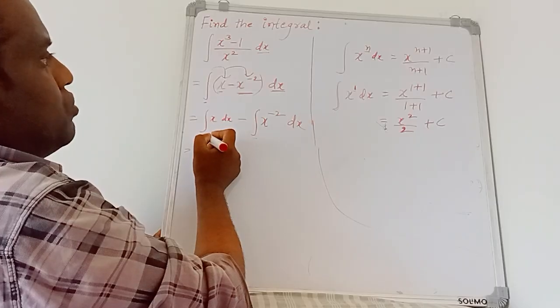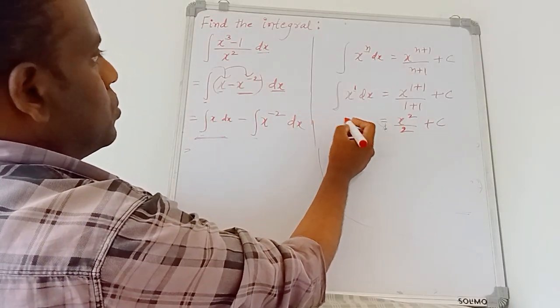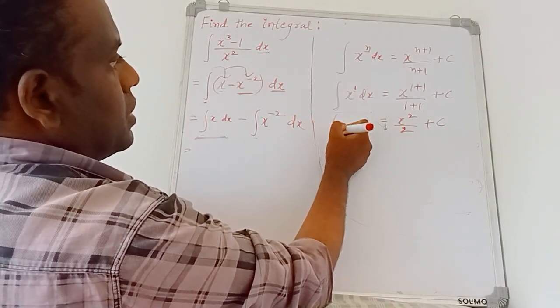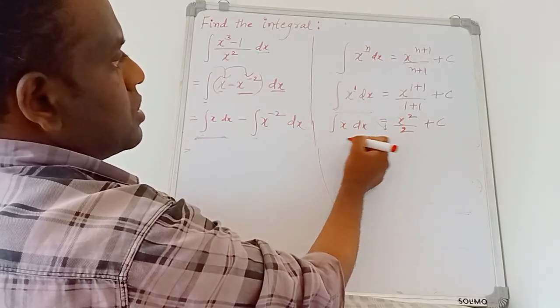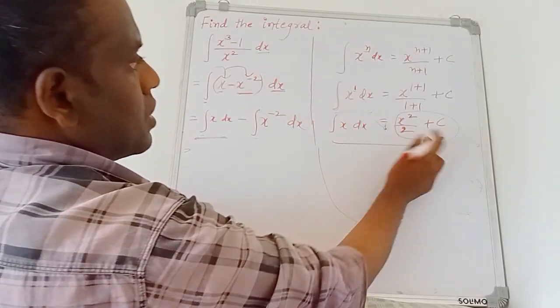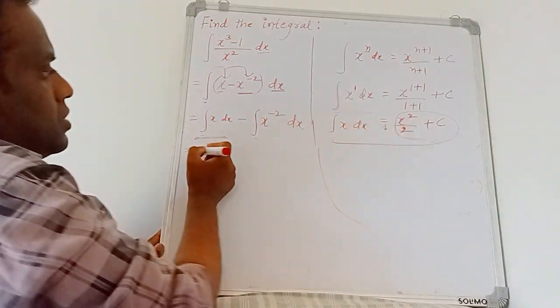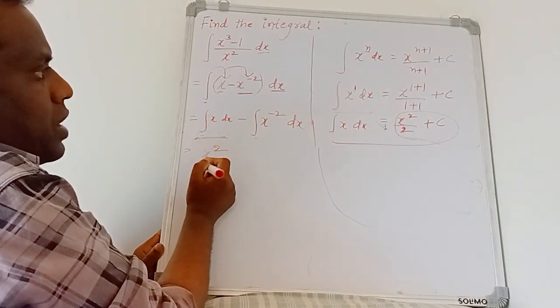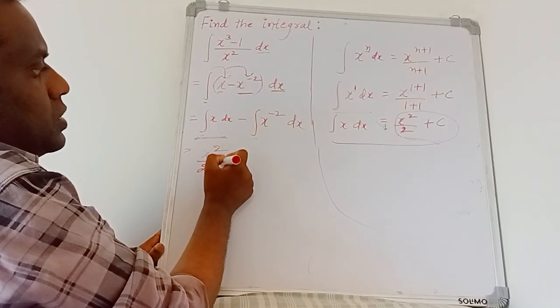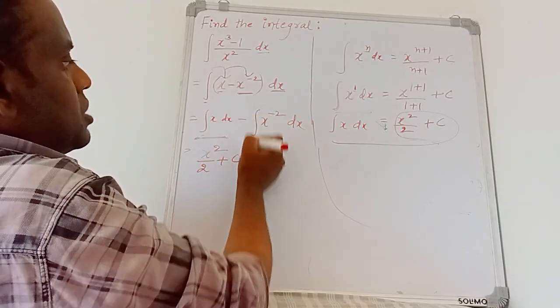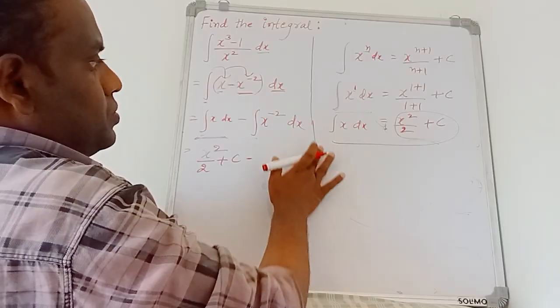Now we got, so integral of x dx is equal to this. So in place of integral of x dx, I am going to write x square by 2 plus c, and this minus will be as it is.